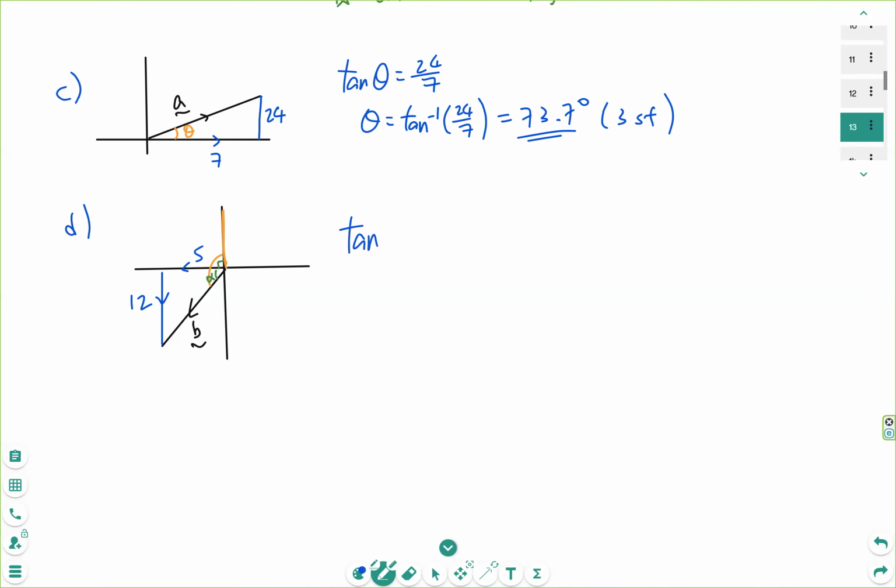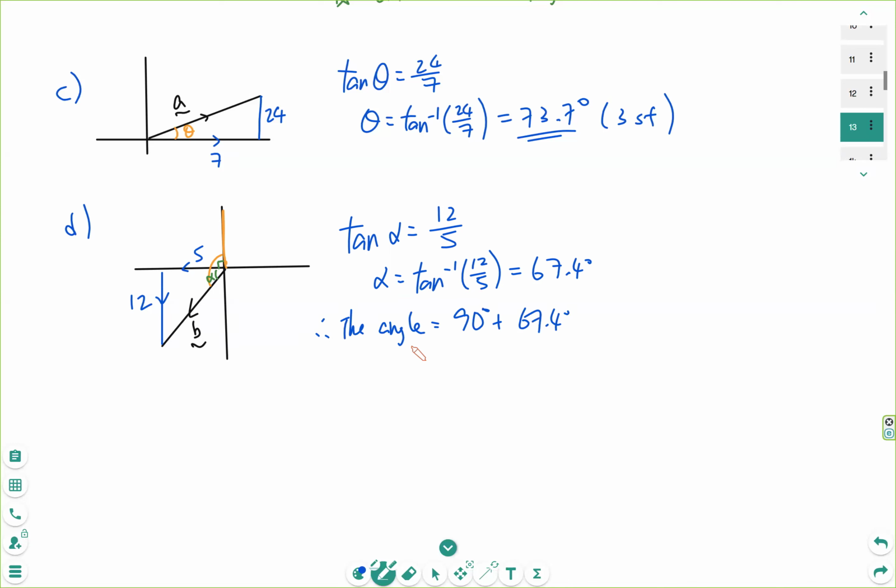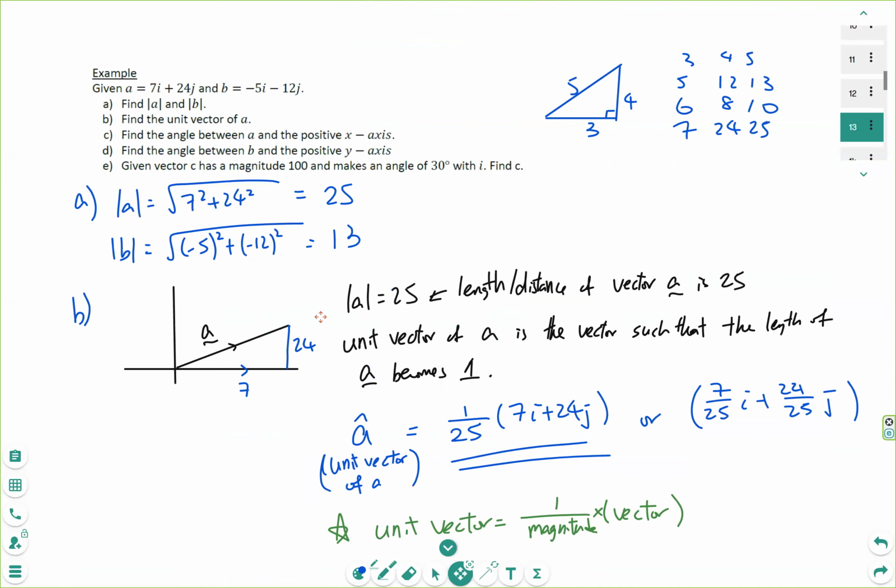Tan alpha equals 12 over 5. So alpha equals inverse tan of 12 over 5. Put in a calculator, I believe you should get 67.4 degrees. Therefore, the whole angle equals 90 degrees plus 67.4 degrees, which is 157.4 degrees because that's from the positive y-axis. Right? Last but not least, E.